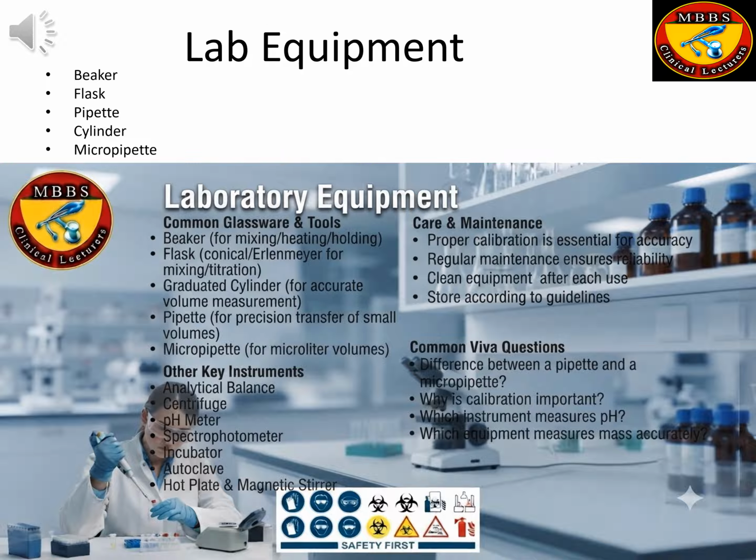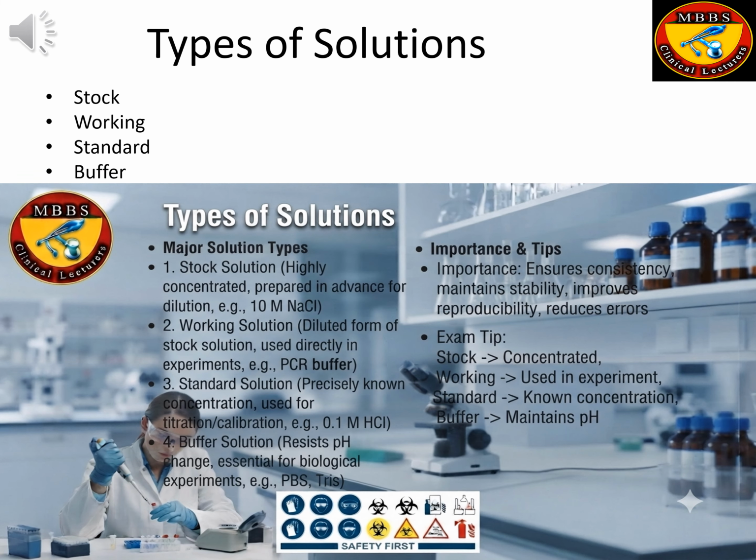Common viva questions: What is the difference between a pipette and a micropipette? Why is calibration important? Which instrument measures pH? Which equipment measures mass accurately? Types of solutions. In every laboratory, solutions are used in almost every experiment. A solution is a homogeneous mixture in which one substance, the solute, is completely dissolved in another substance, the solvent.